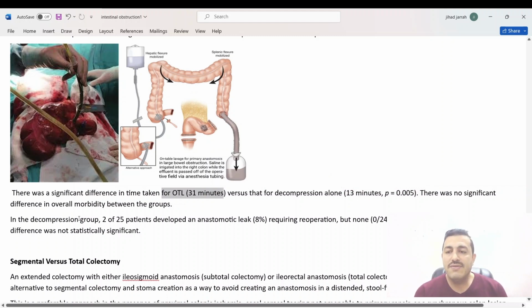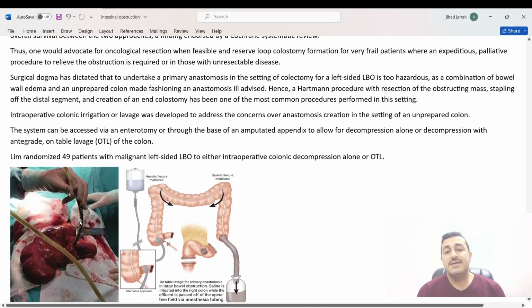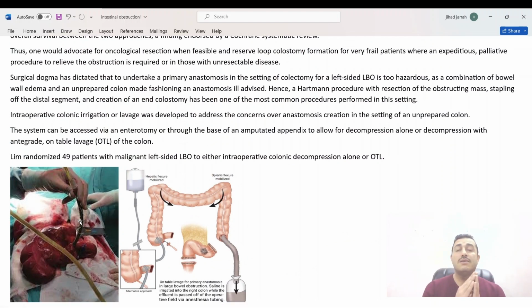There is no significant difference in overall mortality between the two groups. This is if we are thinking of anastomosis. We said left side we proceed for Hartmann. On the left side in the past they proceeded with a three-stage procedure: first stage just bringing a stoma, second stage resecting the tumor, third stage closing. Hartmann, we resect the tumor, we bring a stoma, and later on we close it.